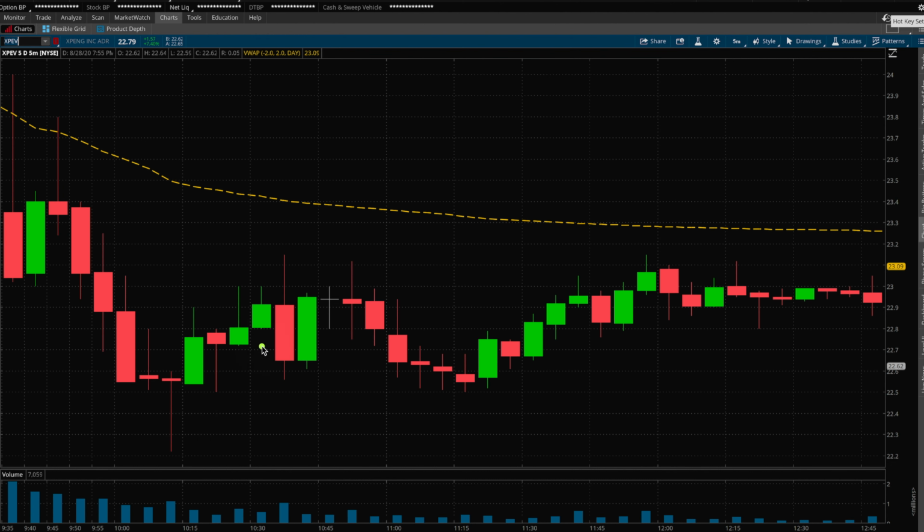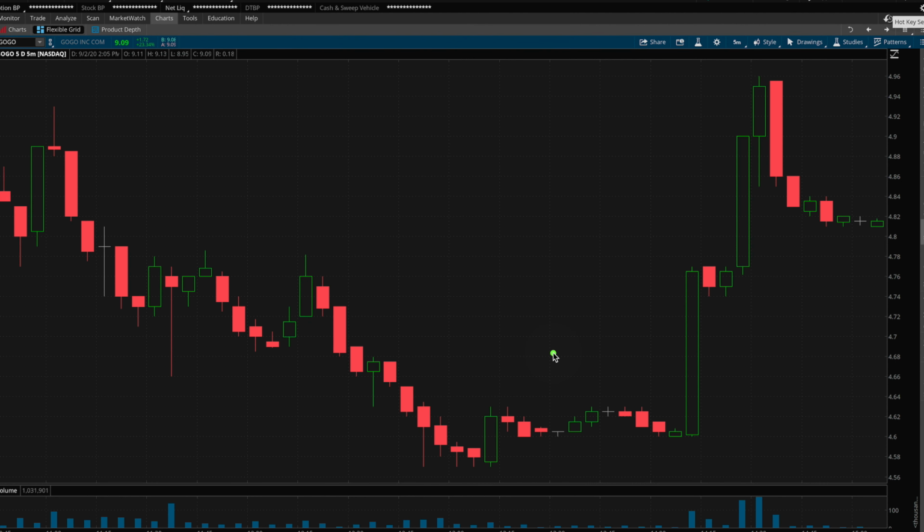Now in both examples of the topping tail and bottoming tail candlesticks, it will sometimes take a few candles to confirm the change in direction, especially if you are watching shorter time frames like the 1-minute chart. Topping tails and bottoming tails can also be used on a longer time frame as well and can be relatively reliable.